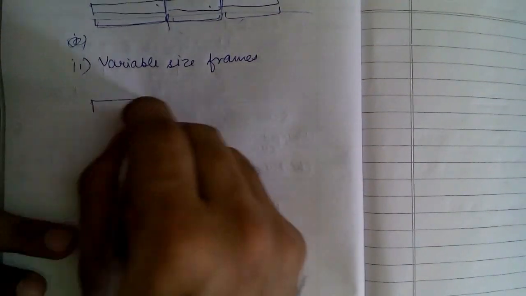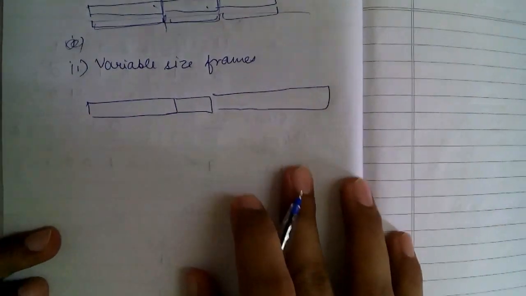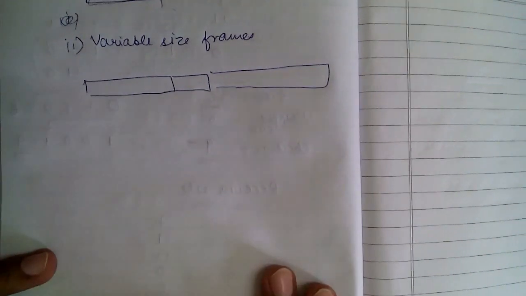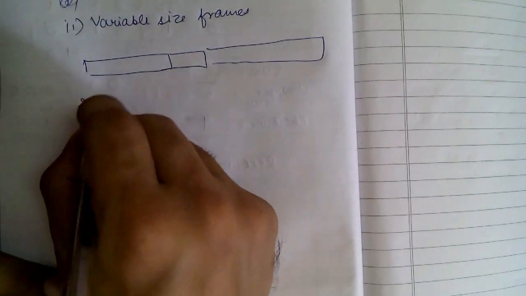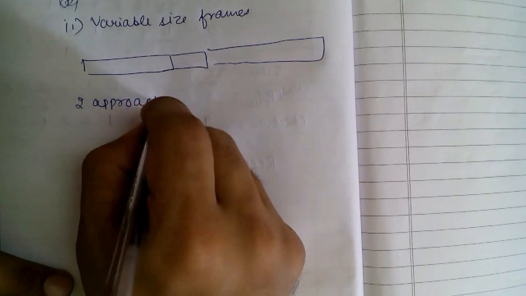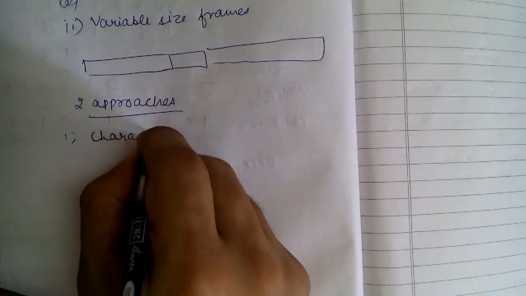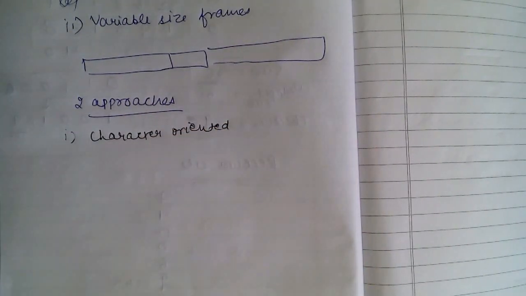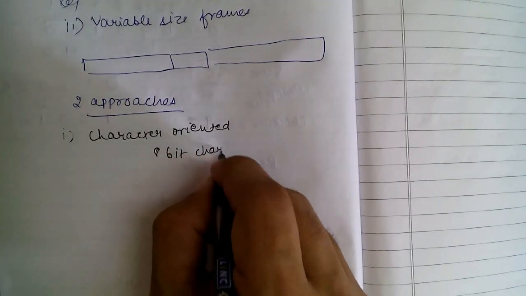But in variable size, they can be of any size, so we need some method to differentiate where the first frame ends and where the next comes, and so on. So there are two approaches to this. The first one is character oriented, in which the data is sent as 8-bit characters.